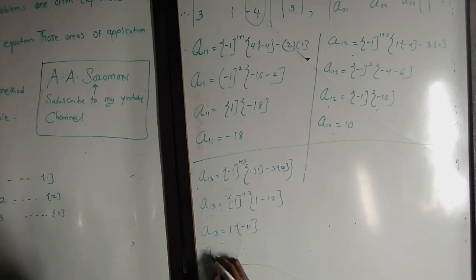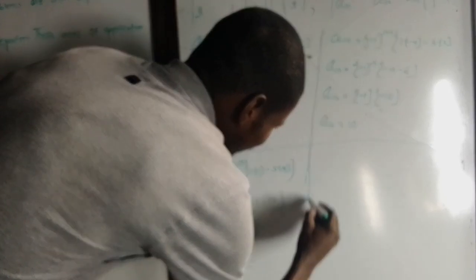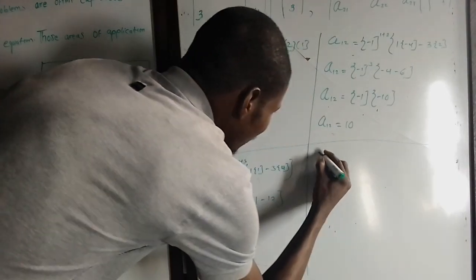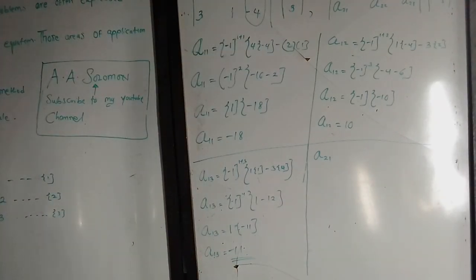We are going to have A13 equals to 1 times minus 11, which is also the same thing as what? Minus 11. So do we understand? It's also the same thing as what? Minus 11. So let's move forward to what? A21. Let's move forward to A21.